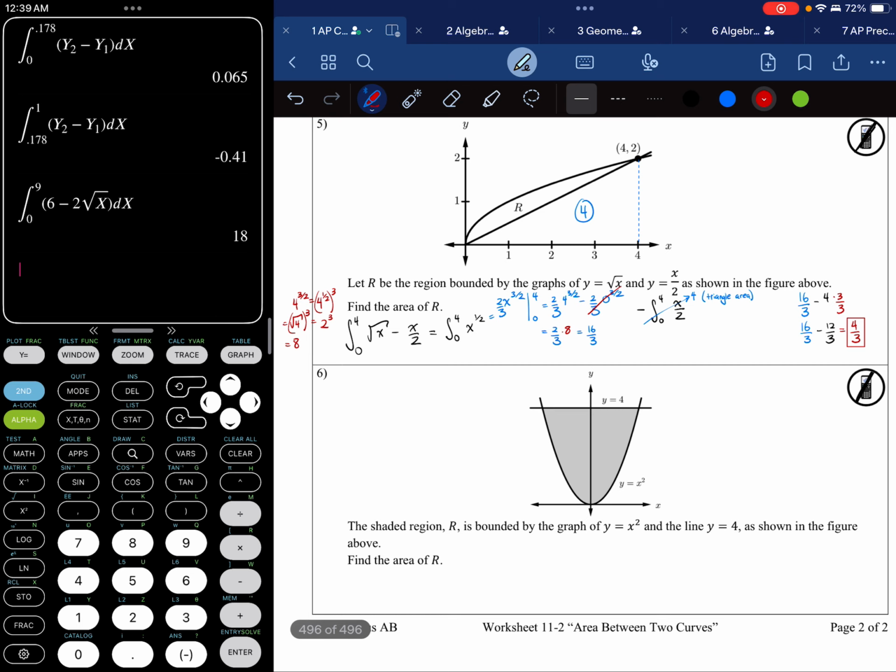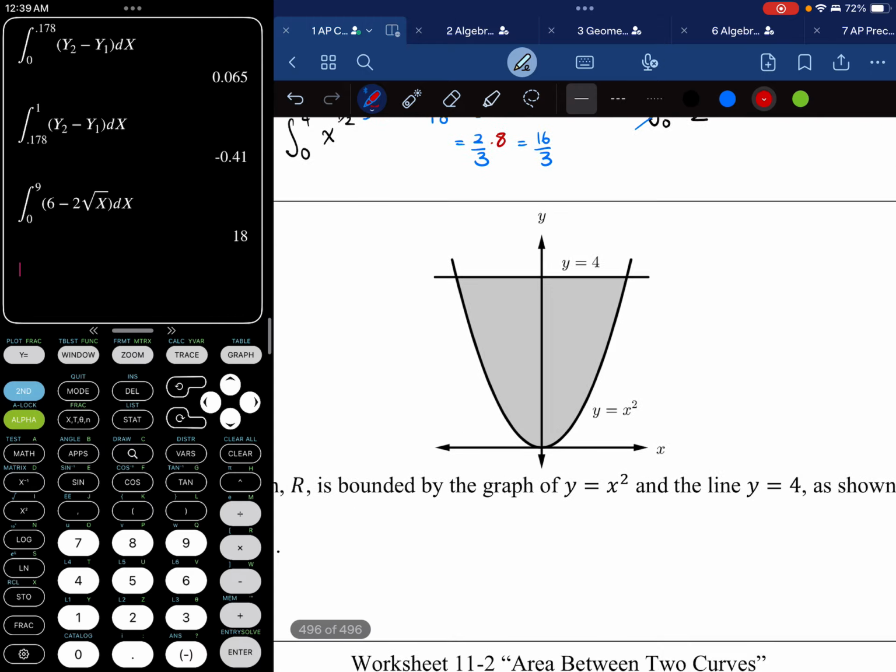All right, last problem. Again, I'm going to do this without a calculator. I want to find the area of R. There's a cool trick that you can do on this one. Let's see if I actually want to do that trick. Yes, I do want to do that trick. I'll show you what I mean.